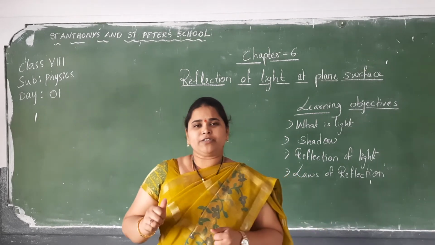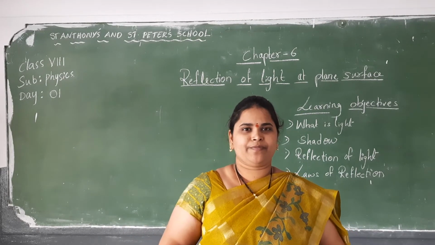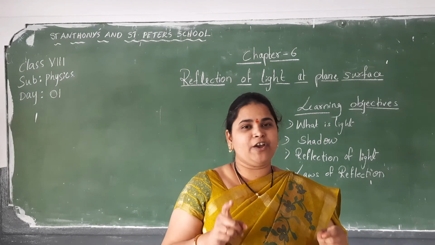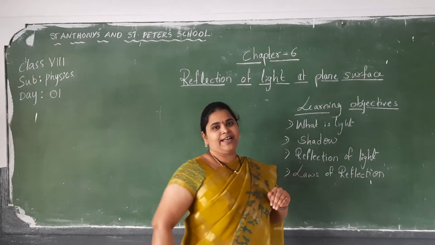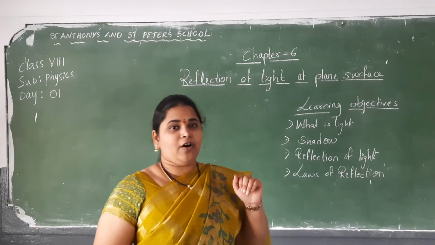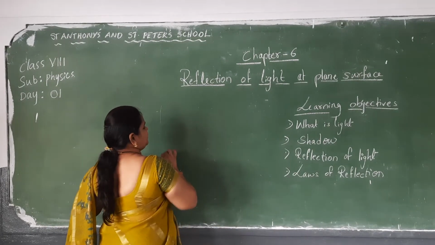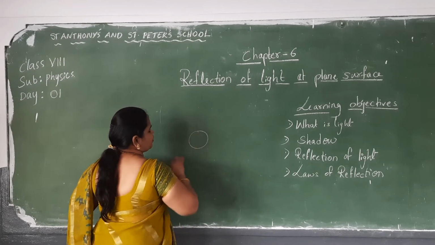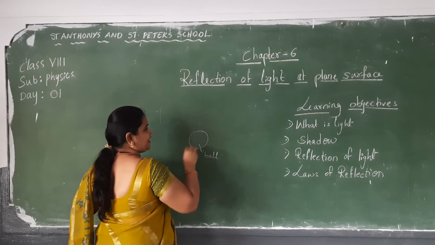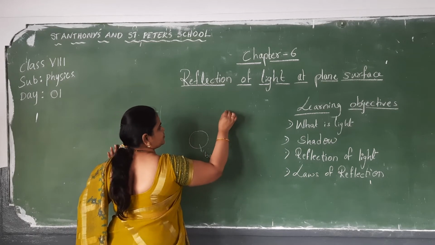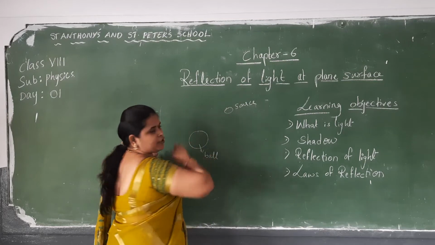So why you are able to see the objects when there is light? Yes, I know that many of you got the answer. That is because of reflection of light. When light falls on an object, for example, we'll take some object, some ball. When light from a source, this is a source, maybe a torchlight.